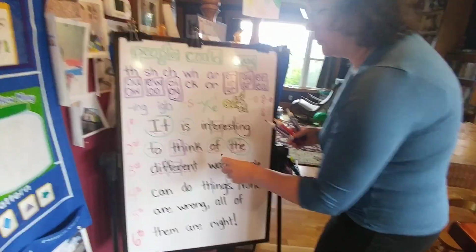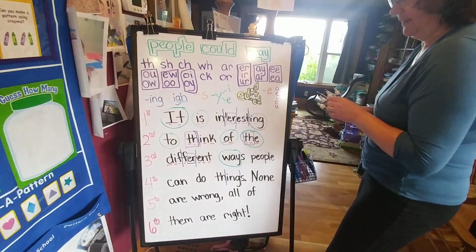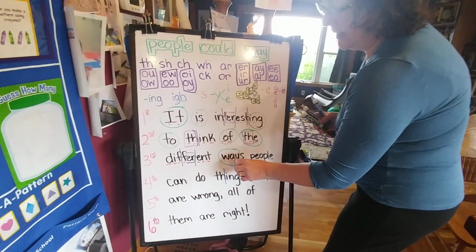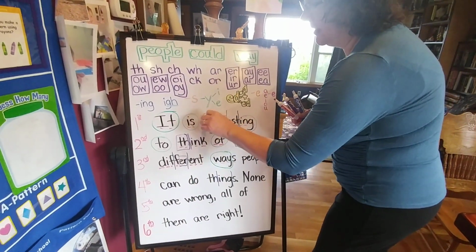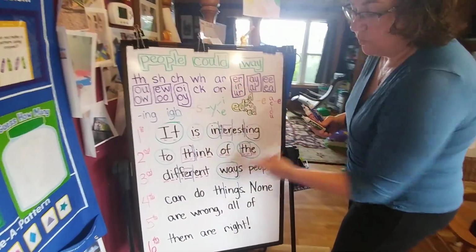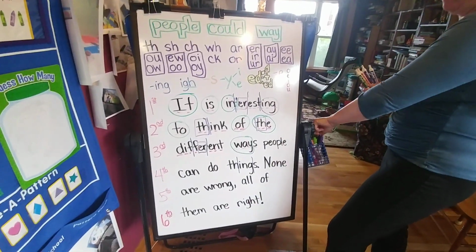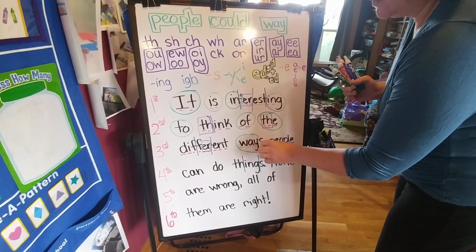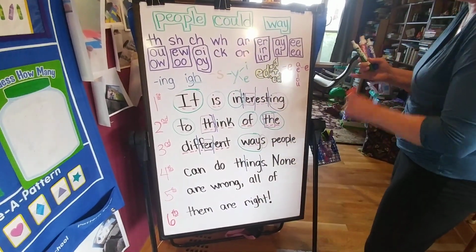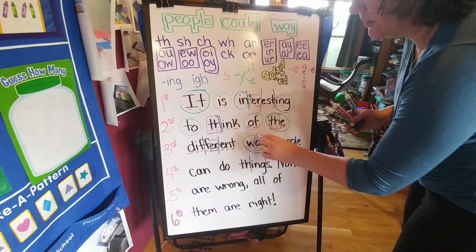Ways. I have my sight word ways with an S at the end. So let's spell ways. W-A-Y-S. Oh, and interesting, I forgot, interesting has my I-N at the beginning. What do you see in ways? It has an S at the end. What else? A-Y. A-Y. Very good. It's got my A-Y letter pair that makes that A sound.